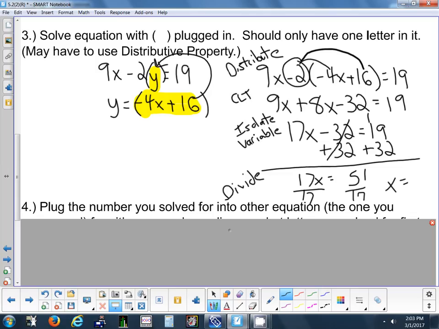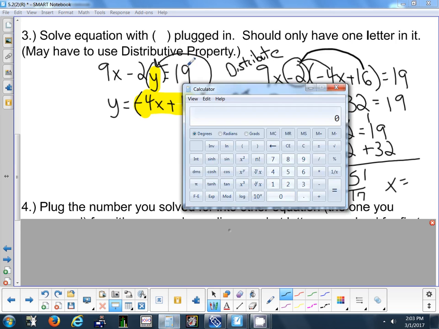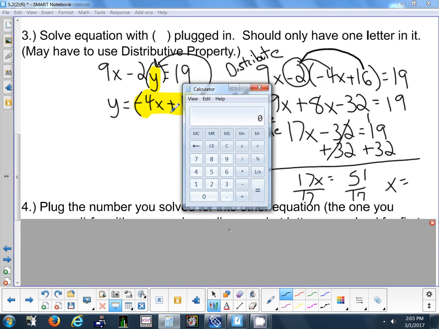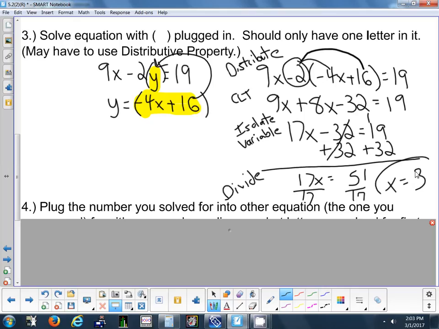X equals, if I grab my calculator, I'm looking in the wrong spot. And we'll do 51 divided by 17, 3. X equals 3.